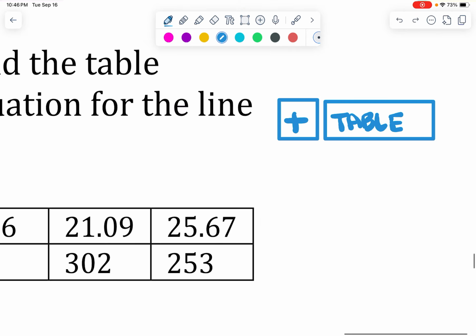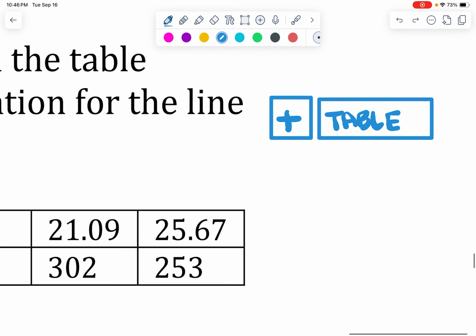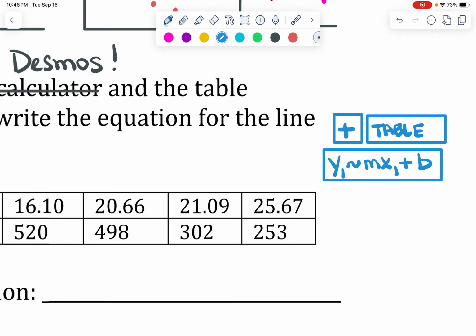Then you hop to your next line and you instruct Desmos to run a linear regression. So you type in y sub 1 is approximately m x sub 1 plus b. These are your instructions to tell Desmos to run a linear regression and to find your line of best fit.